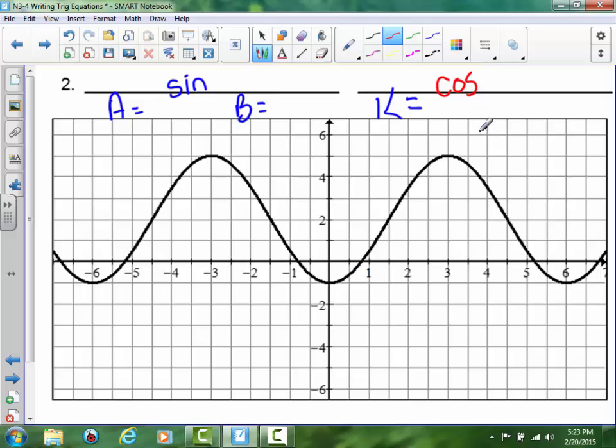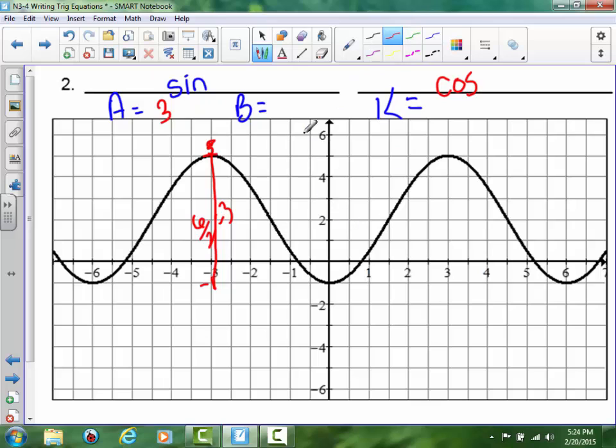Okay. So let's start off by finding A. A was the maximum, which in this case is 5. Minimum, which is negative 1. Okay, so 5 minus negative 1 is 6, divided by 2 gives us 3. So A is 3.